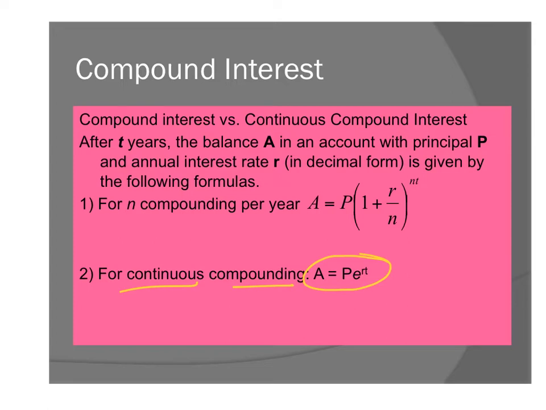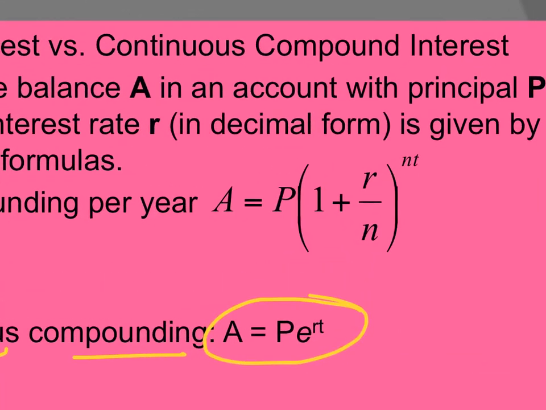E is that little button on your calculator. R is the interest rate, but you have to make it a decimal. And then T is the time. This formula up here, those letters still mean the same thing, but you have to remember P is your principal, what you start with. R is your rate.